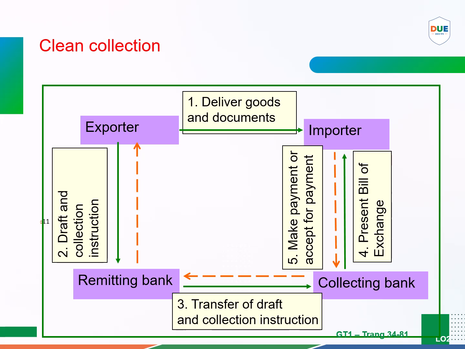The exporter's bank forwards the draft to the importer's bank for collection. The importer then pays or accepts the draft to the bank, after which the funds are transferred back to the exporter's bank and finally credited to the exporter's account.